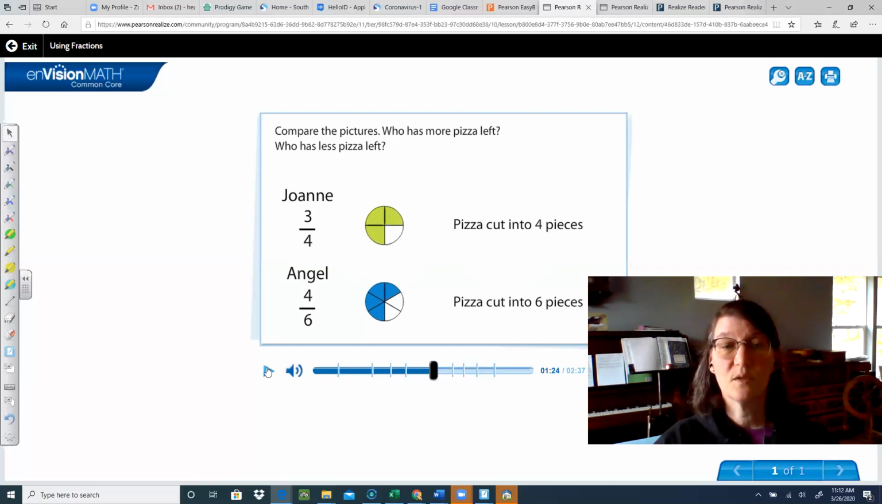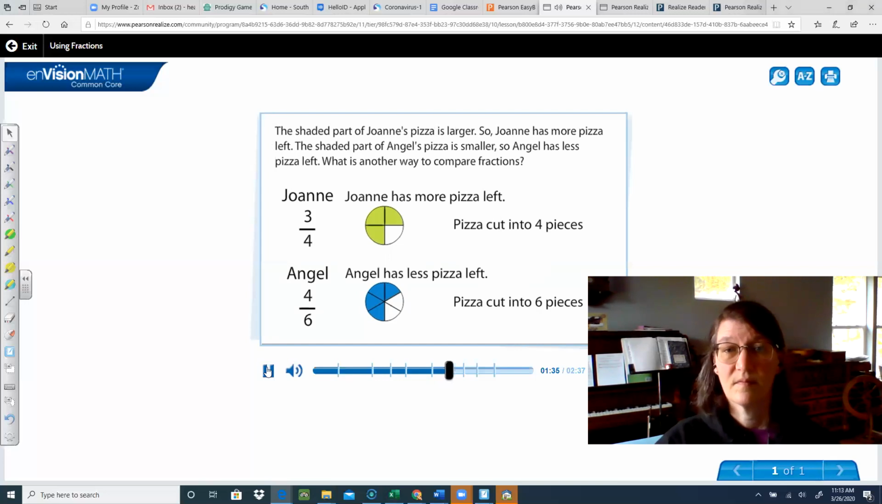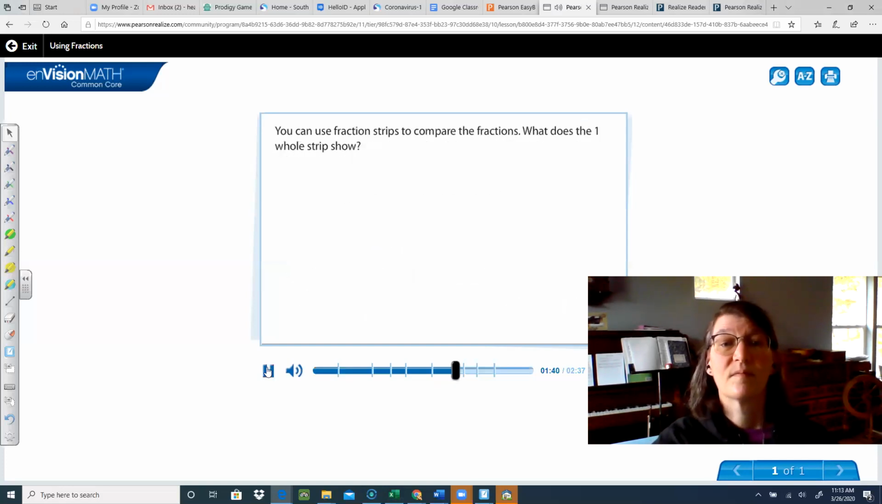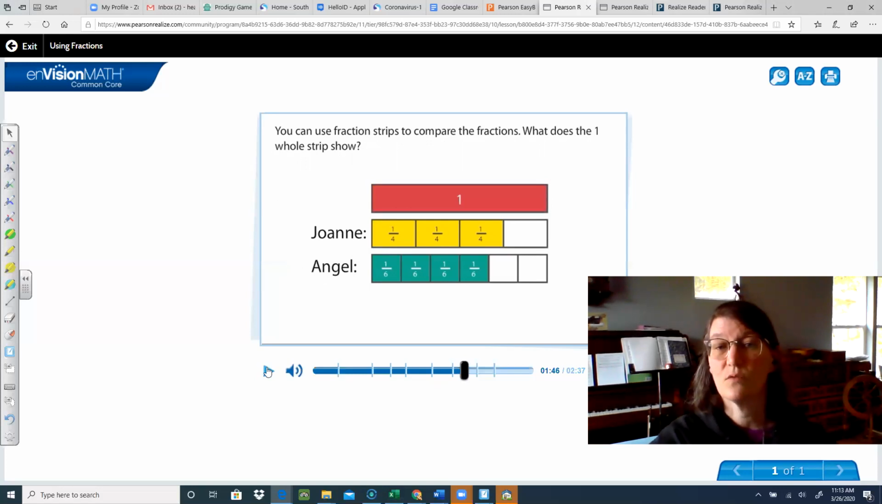Okay, I'd love for you to whisper out to your pet who has more. Okay, now whisper out who has less. That's what it's representing. And in our case, it's representing what would be the entire pizza.